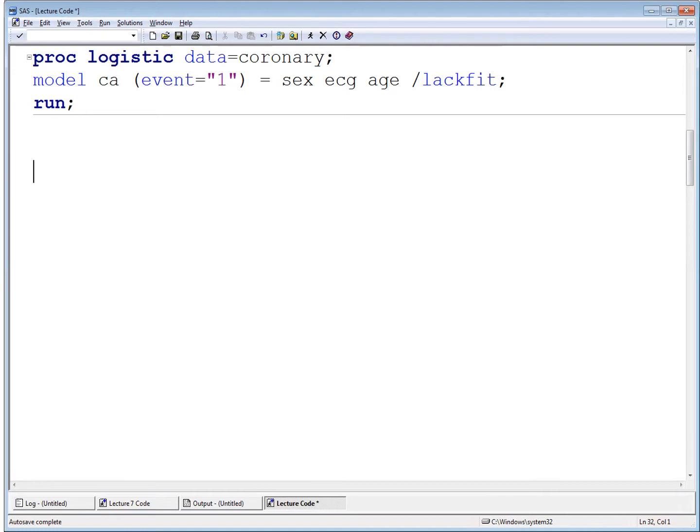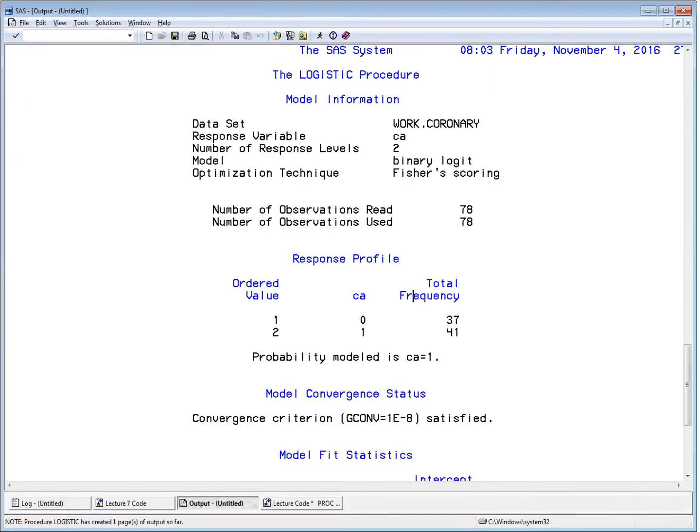All right, so here's some basic code. I'm using the lackfit option to get the Hosmer-Lemeshow test. We'll take a look at what its output looks like in just a second. So here's our output. Always check to make sure that what's being modeled is what you want to be modeled. Here it says the probability being modeled is CA, coronary artery disease, equal to 1. So that's the presence of it, which is what I want to model.